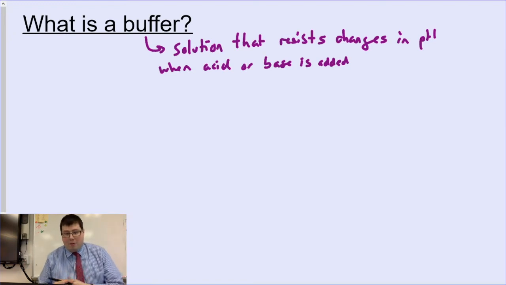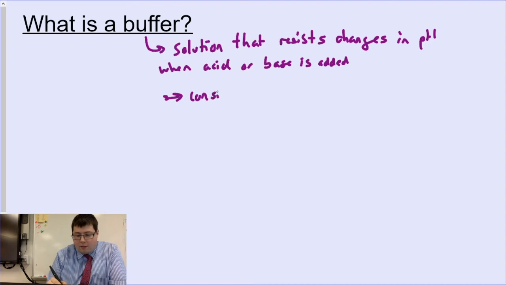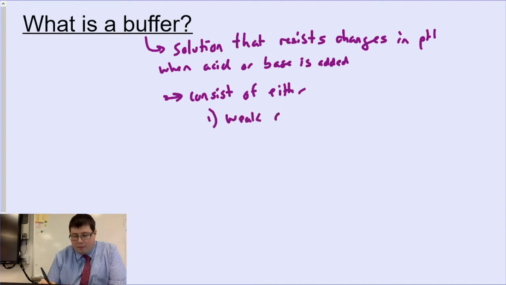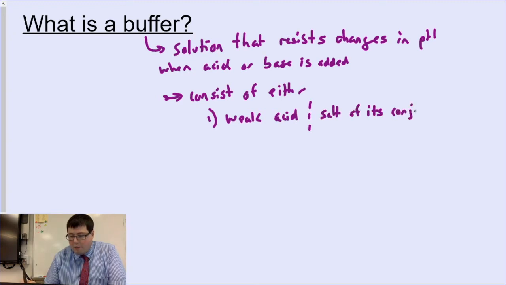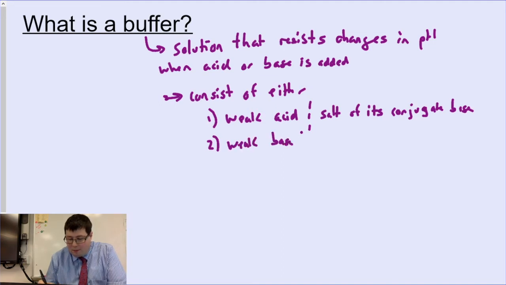Now, why buffers work is because they consist of either, number 1, a weak acid and a salt of its conjugate base, or vice versa, a weak base and a salt of its conjugate acid.